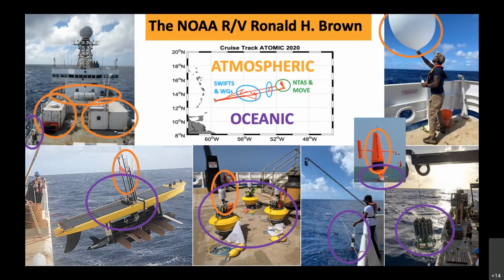There are several different kinds of drifters you see there in the middle. Further to the right is an underway CTD, which measures continuous profiles of temperature and salinity in the upper 100 meters. And then there were regular CTD and balloon soundings. Next slide.